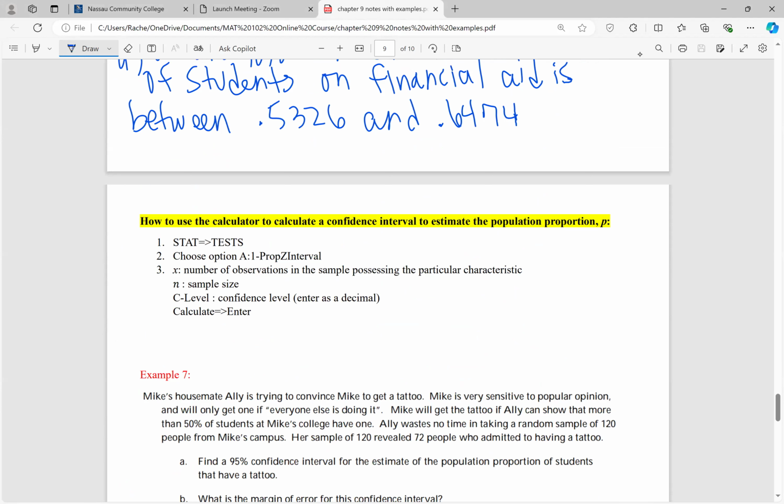So we're going to press stat. We're going to go over to tests, but now we're going to choose option A, which is a 1 proportion z interval, right? Because we're estimating the population proportion and we're using z-scores. And we have to enter X, the number of observations that possess the particular characteristic, N, which is sample size, and then C, the C level.